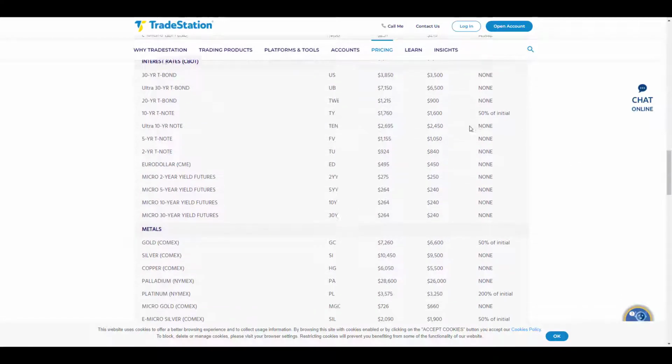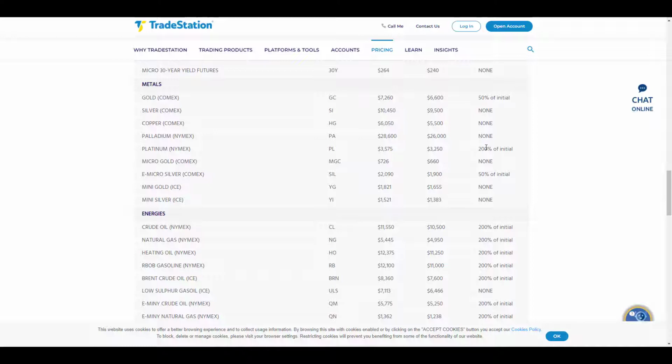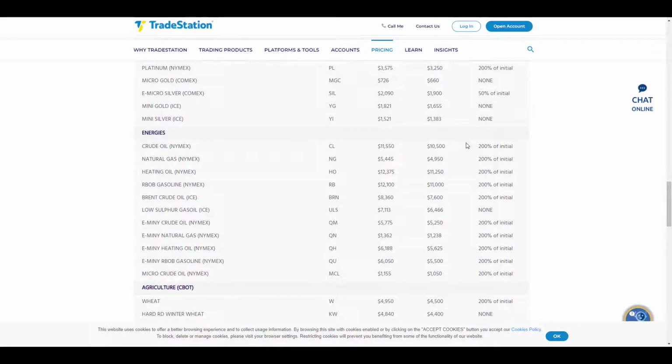You scroll down here to the energy futures. Platinum is 200%. You still have 50% day trade margins on gold. Gold's still relatively low, surprisingly, but the energy futures are 200% of initial. These are exchange margins, overnight margins typically, and TradeStation margins are 200% of that. And let's look at how that affects the portfolios.